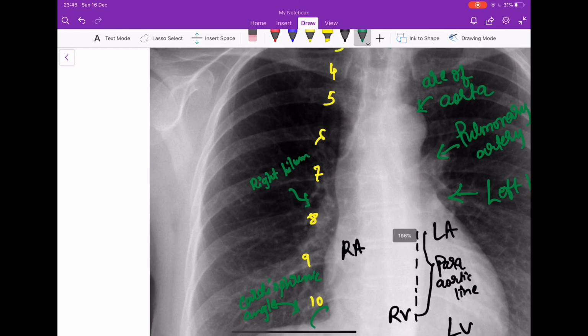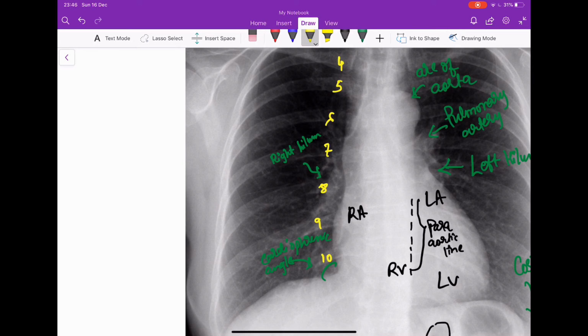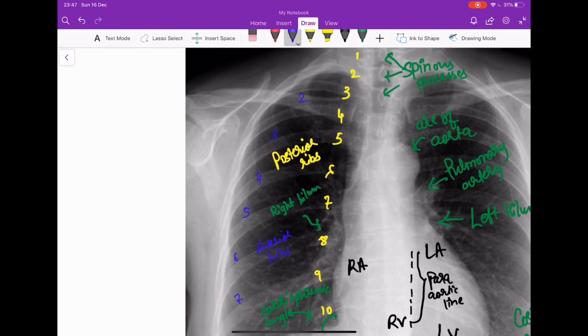Also don't forget that these numbers which we wrote in yellow are the posterior ribs. As I told you, we can see 10 of them. And remember, of the anterior ribs we can only see 9 of them. Let me write them in blue so that you get a better idea of which are the posterior ribs and which are the anterior ribs. And here is number 9, 8, 7, 6, 5, 4, third, second and the first one.